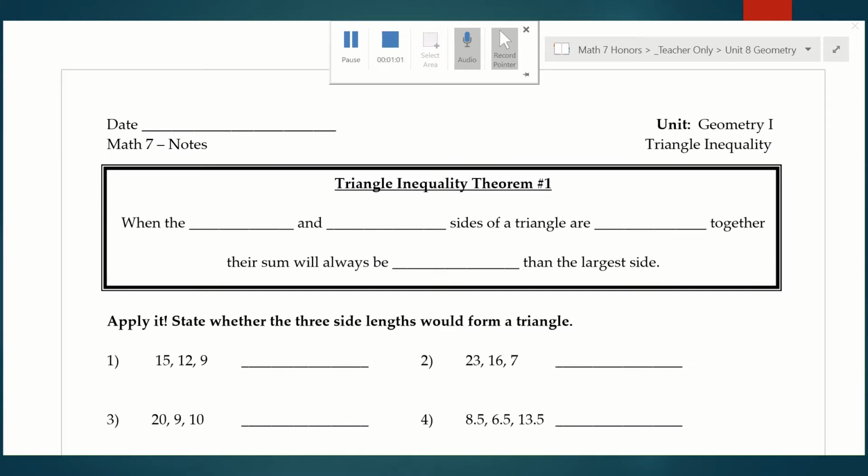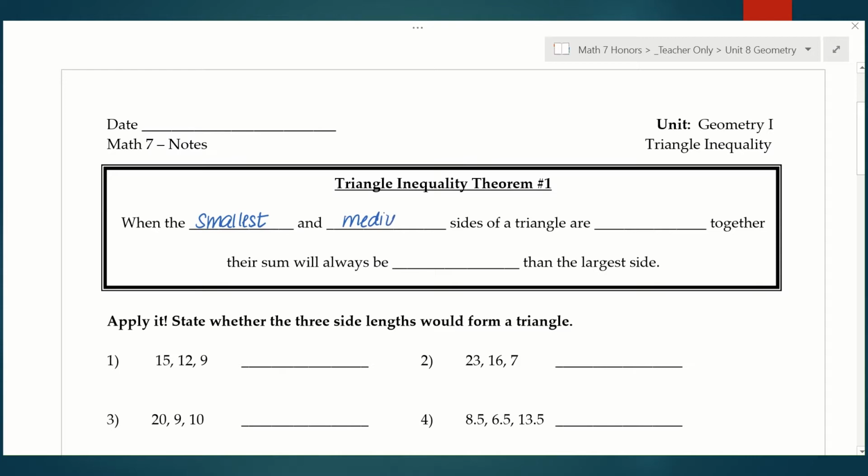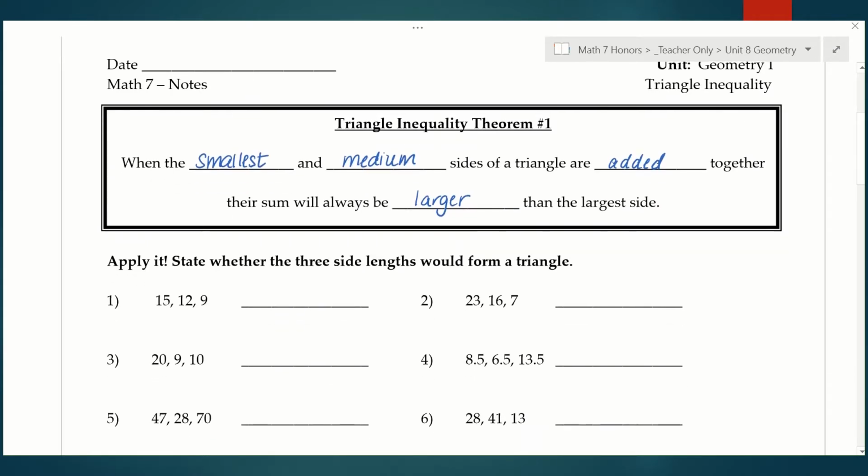So basically, the theorem is when the smallest and the medium sides of a triangle are added together, their sum will always be larger than the largest side. Okay, so basically we are looking at the three side lengths that were given and we are adding the smallest one with the middle one. And if that sum is greater than the longest side, it can be a triangle. Okay, so let me show you some examples and that will probably help.